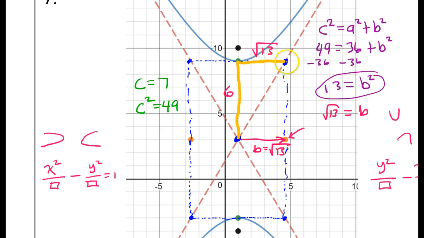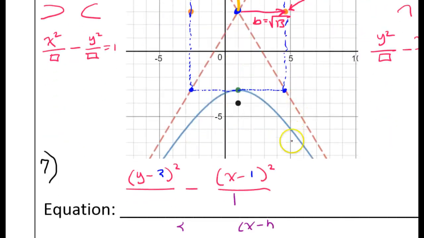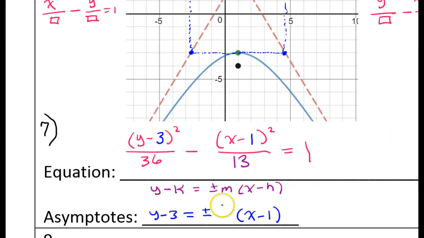Okay, because the distance from the center to the co-vertex is the same distance here from the vertex to this corner. So rise over run is going to be 6 over radical 13. It's just the A value over the B value. So that's what we need. So the slope is 6 over radical 13. And that's it for problem number 7.